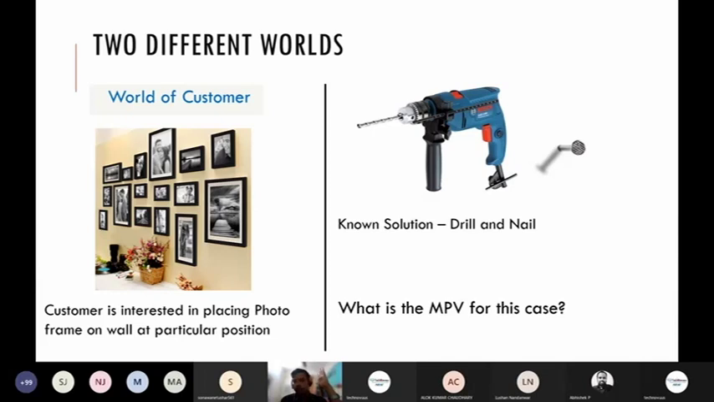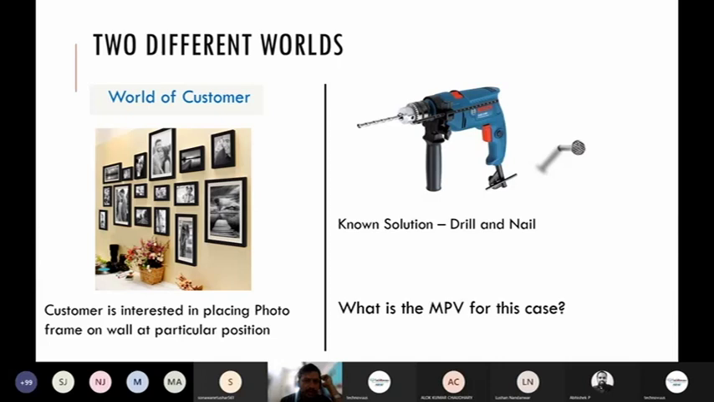So how to remove the bias? Develop the MPVs which are free from the solutions. Be clear on the problem definition. Problem cannot be a function of solution. Solution is a function of problem, right? So whoever has said position of this frame, yes, that is the right MPV. Customer is interested in positioning the frame.